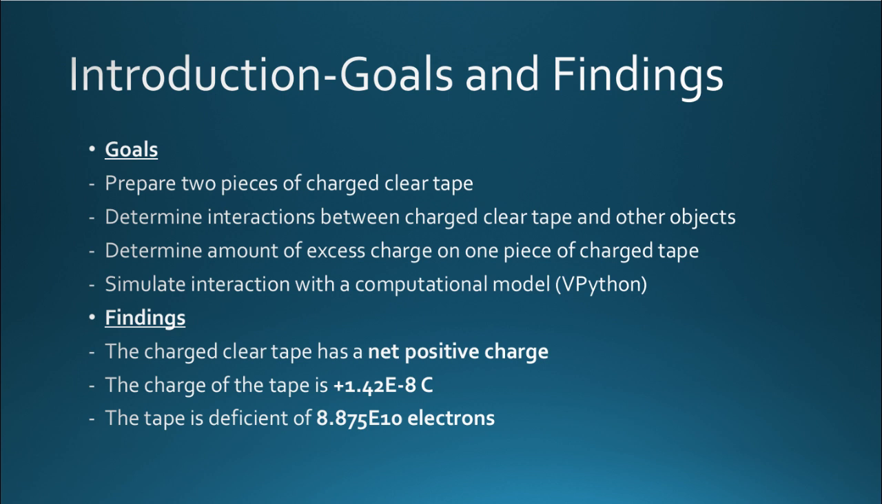We were then going to find the excess charge on one piece of the charge tape and then simulate the interactions using a computational model in VPython. The findings of this lab were that the tape had a net positive charge with a value of 1.42 times 10 to the negative 8 coulombs. The tape was found to be deficient of 8.875 times 10 to the 10 electrons, giving it its positive charge.